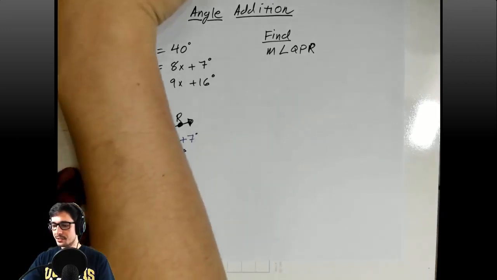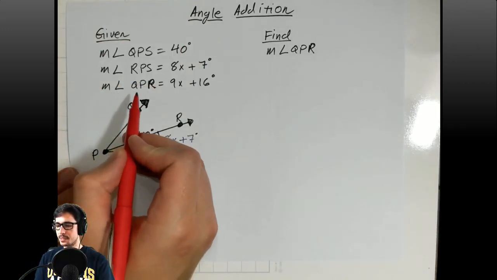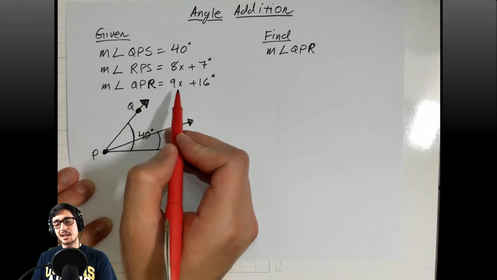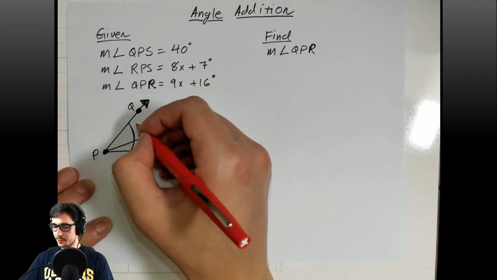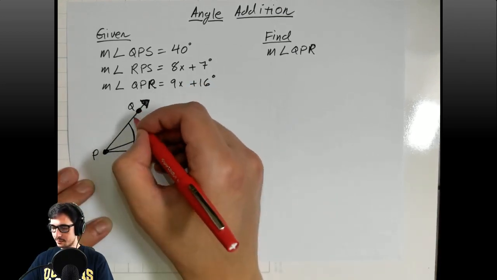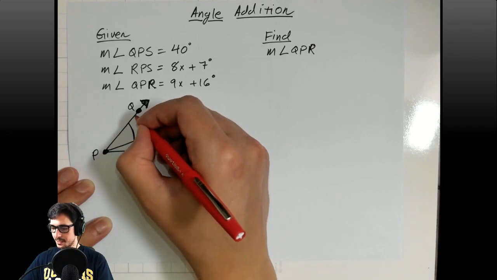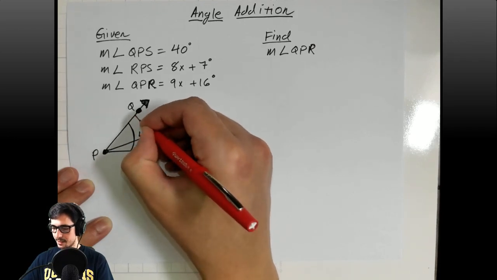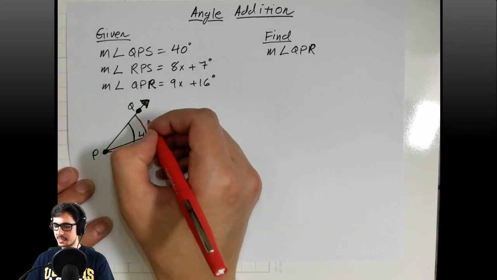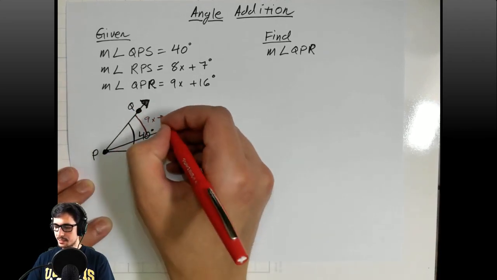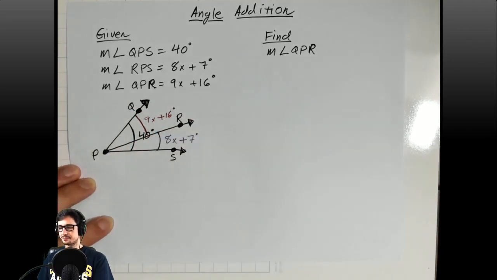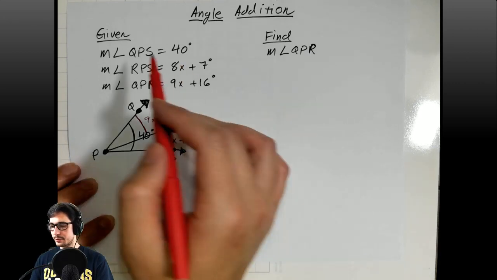Okay, and then our last clue is that the measure of angle QPR equals 9x plus 16. So what this is saying is that this angle, we don't have enough room here, that's okay, this angle right here is 9x plus 16 degrees. Okay, so those are our three givens.